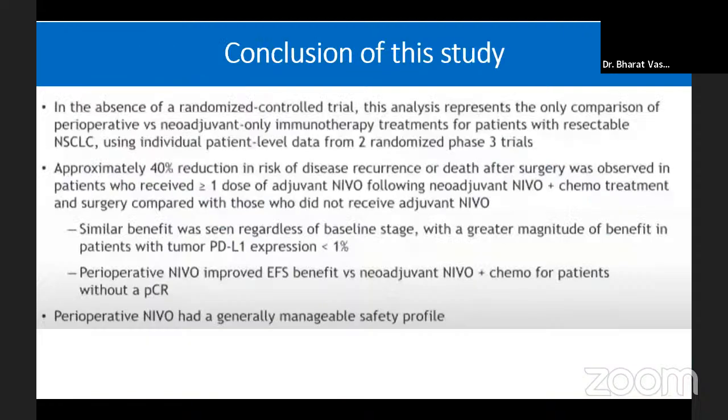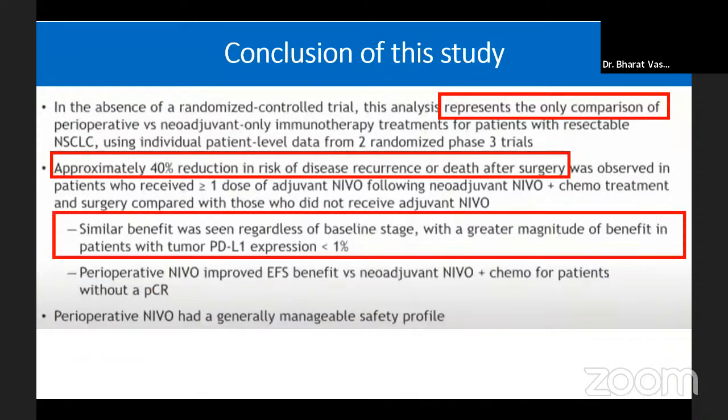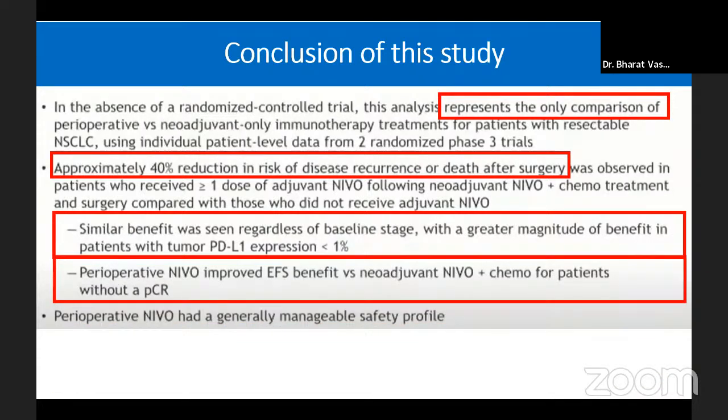So what did this study conclude? It represents the only comparison of perioperative and neoadjuvant immunotherapy approach. 40% reduction in the risk of disease recurrence or death after surgery when you have given at least 1 dose of adjuvant therapy. So probably, yes, there is a similar benefit regardless of whether PCR is attained or not attained, but some doubtful benefit when your PDL1 is more than 1. Less than 1, yes, it continues to benefit. Perioperative event-free survival benefit versus only neoadjuvant chemo, and it has a manageable safety profile.